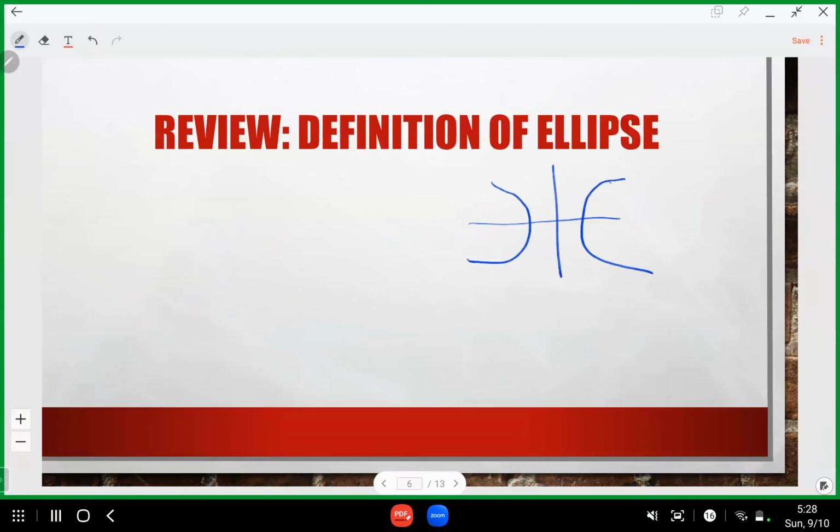What does this look like? It looks like two parabolas reflected, right? But the thing is, a hyperbola is actually more related to an ellipse because of the foci and the relationships between C, A, and B. So we're going to compare these three conic sections.